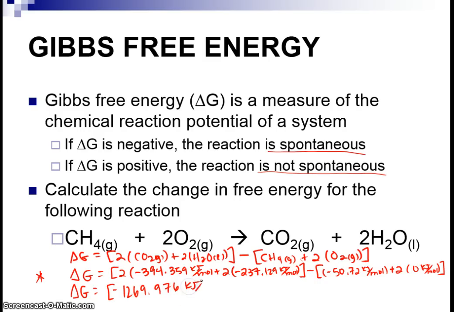1269.976 kilojoules per mole minus a minus 50.72 kilojoules per mole, which is equal to negative 1212.256 kilojoules per mole. I know this is a little hard to read. This is a decimal here. Notice that it is negative, and this reaction is spontaneous, which makes sense.